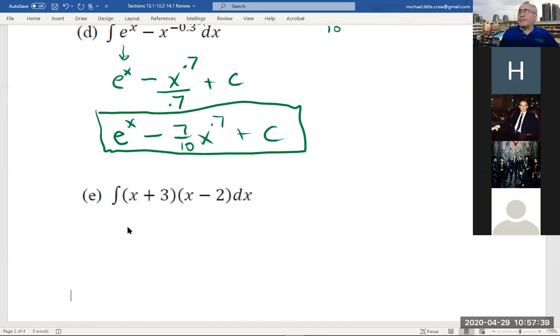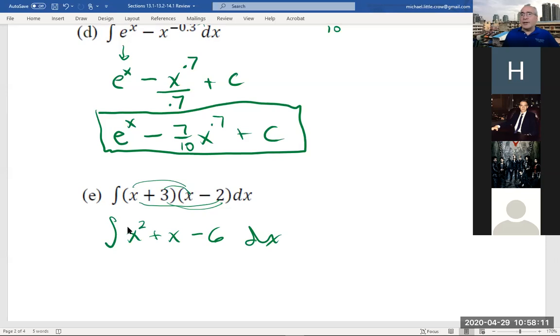This one might confuse you. You might think, well, they've got to do the product rule or something. What we're going to do is FOIL this out first to turn it into a trinomial. So we're going to integrate. This gives us x squared, and then we get minus 2x and a plus 3x. So that's just a plus 1x. And then the last number is 3 times 2 is 6, so we get a minus 6 dx.